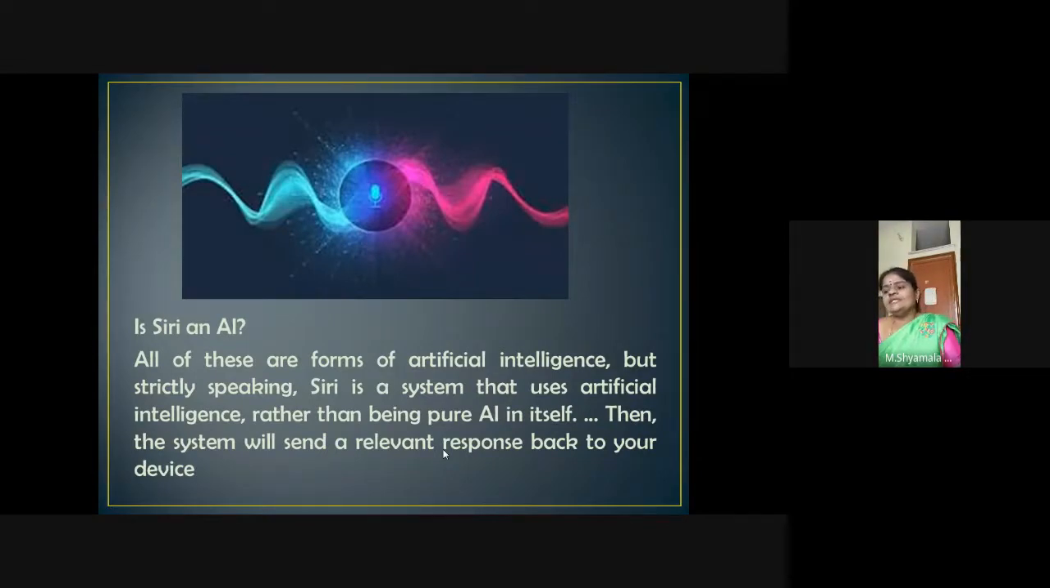Normally, we have it in Google. It is Siri. Is Siri an artificial intelligence? All these are forms of artificial intelligence, but strictly speaking, Siri is a system that uses artificial intelligence rather than being pure artificial intelligence in itself. Then the system will send a relevant response back to your device.